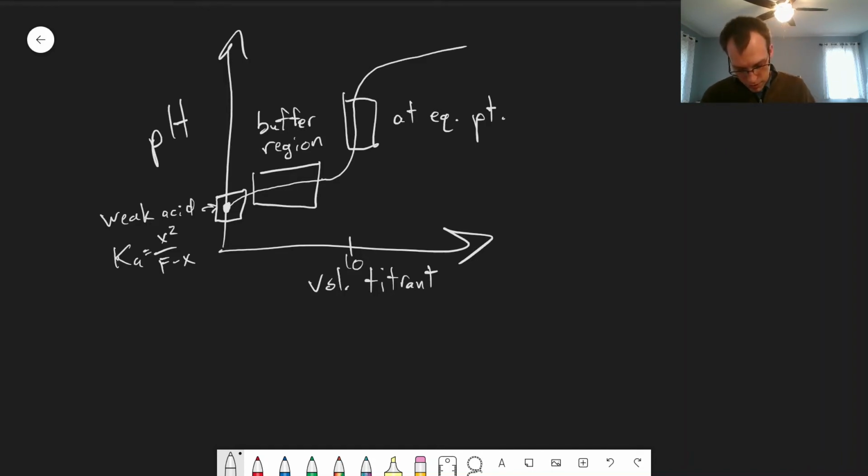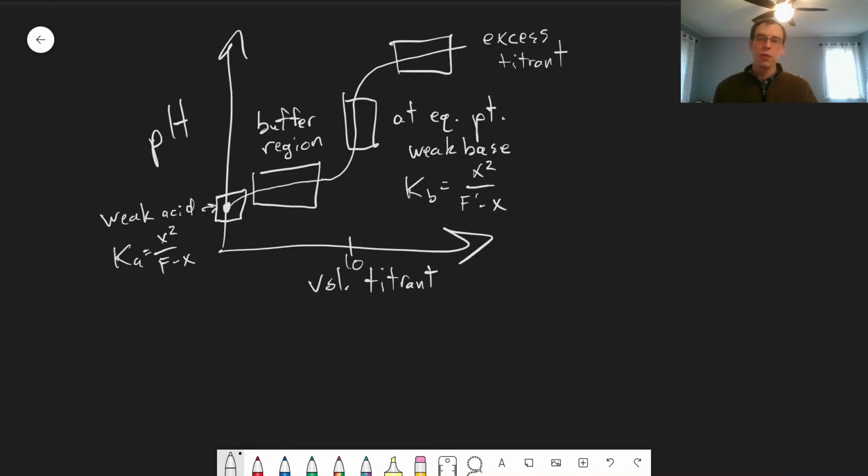And this will be a solution of just weak base because all our acid has been turned into base. And so you'll find the pH using this: x squared over F prime minus x is equal to Kb. And then after the equivalence point, we have just our excess titrant that's controlling the pH.